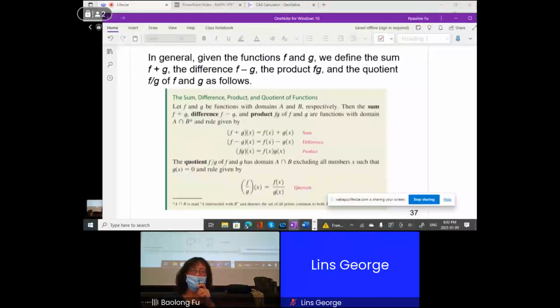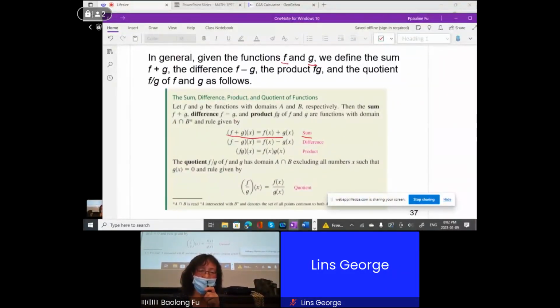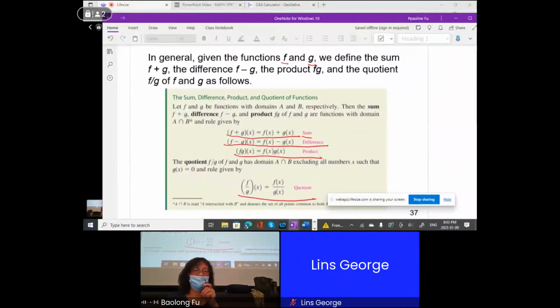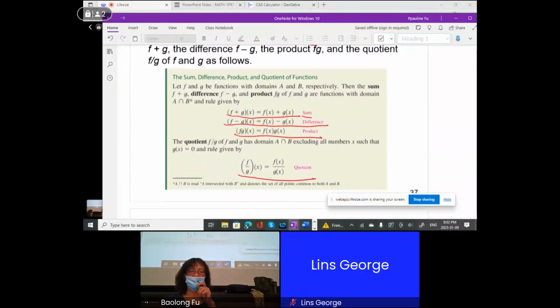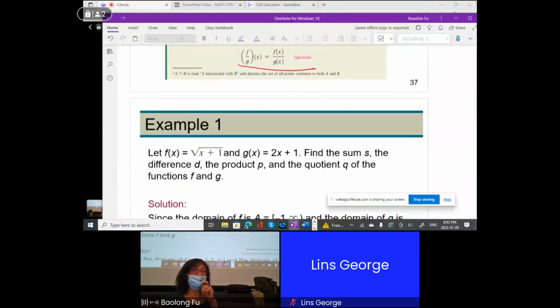So this one, if we have two functions, f and g, the sum of these two functions is here. (f + g)(x) equals f(x) plus g(x). And the difference, the product, and the quotient. So those are just the notation. Now let's take an example.